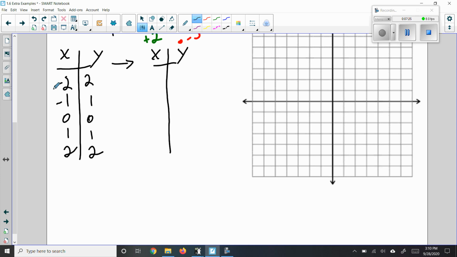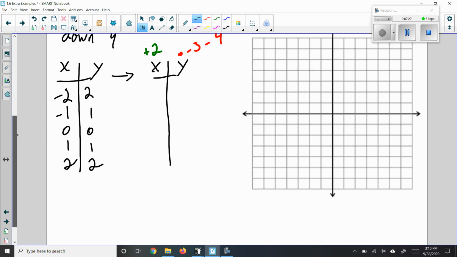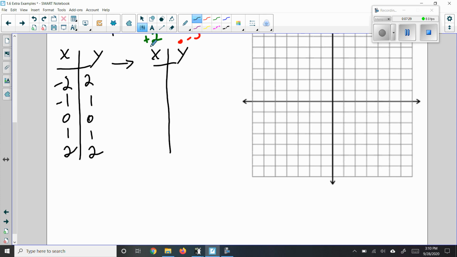So -2 plus 2 is 0. -1 plus 2 is 1. 0 plus 2 is 2. And since it's symmetric, these are going to be the same. Or no, the symmetry is for the y's. These are going to be 3, 3, and 4. These are going to count up.